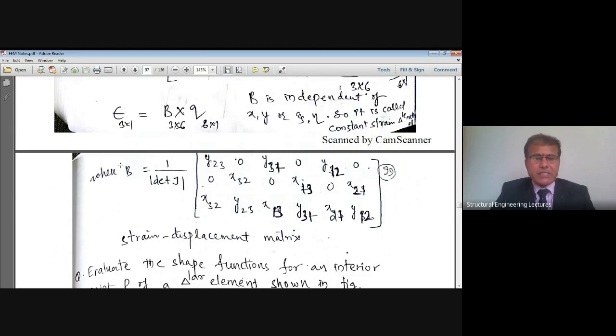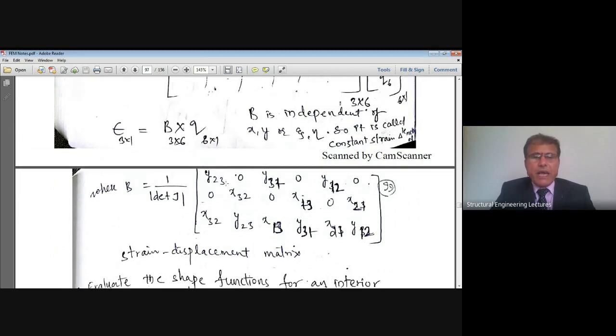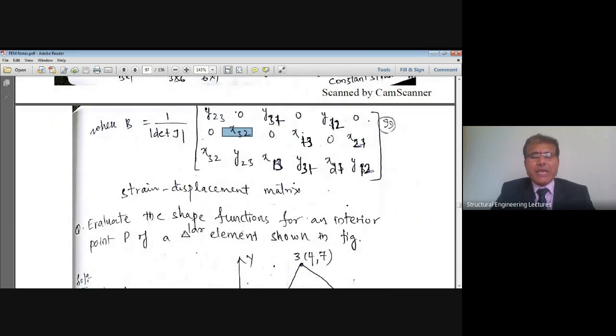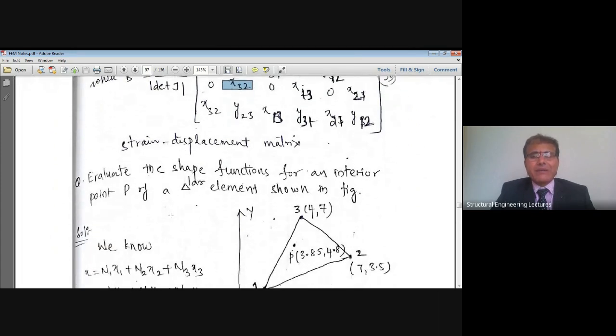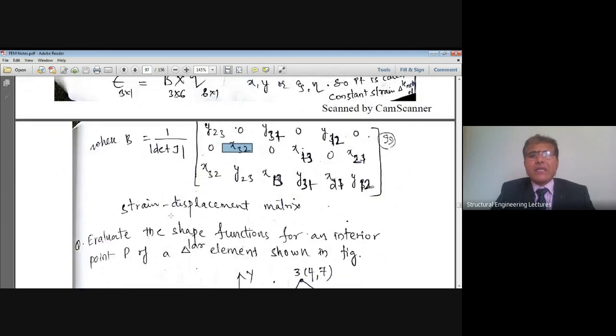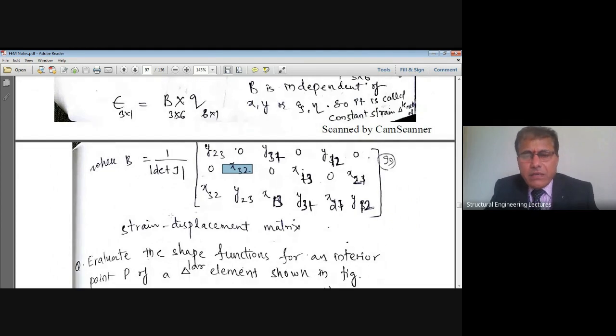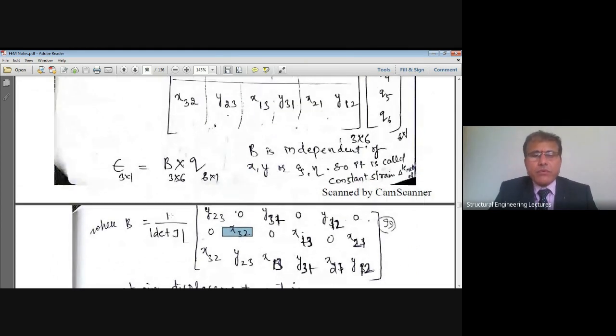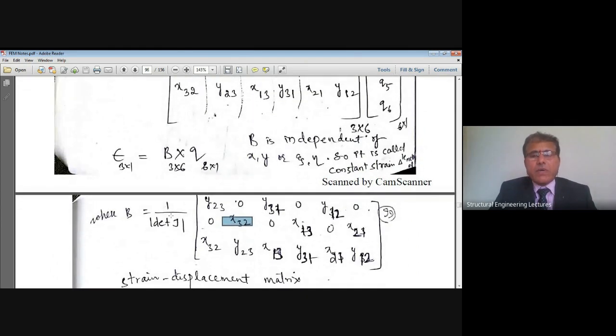You please see that this strain displacement matrix has only constant terms. Y2 minus y3 is a constant. Similarly, x3 minus x2, everything is constant in this matrix. Hence, this strain displacement matrix is sometimes called the constant strain triangle. Students, I hope you understood what is the strain displacement matrix for 2D 3-node triangular elements.